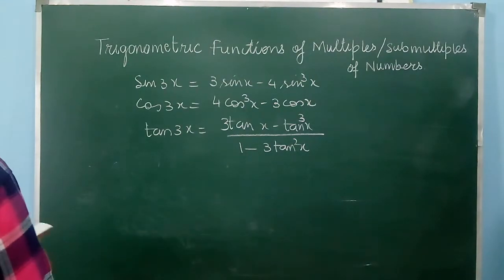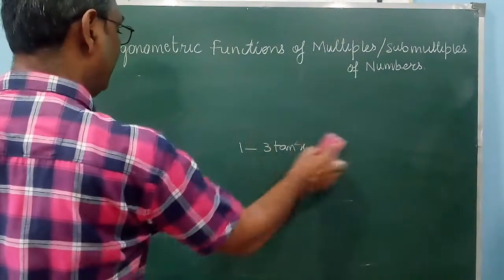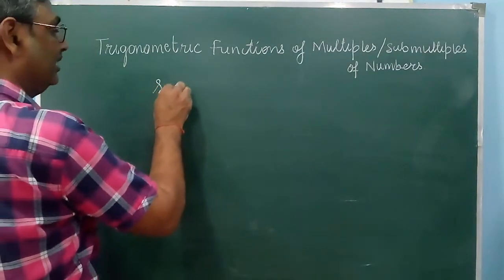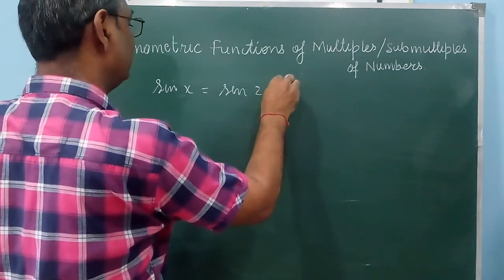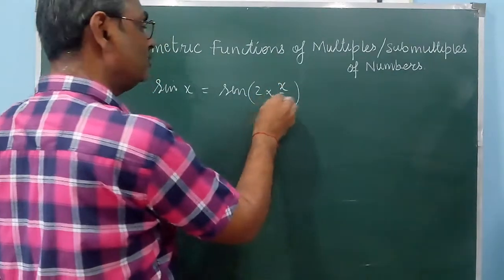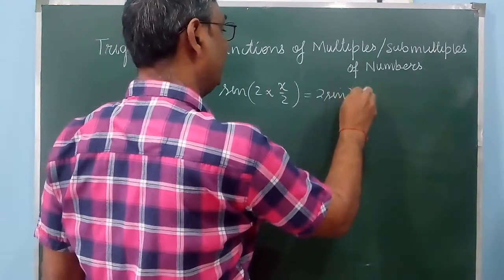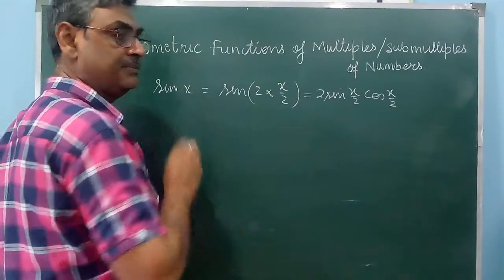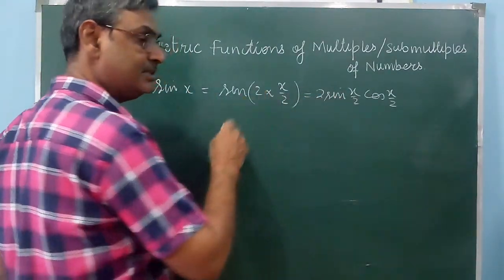Next, now we have to see the submultiples. If in place of 2x we have x only, sin x we can write as sin 2 into x by 2. Let it be some theta. So this is 2 sin x by 2 cos x by 2, and these x by 2 are called submultiples of the angle. So whenever x is there we can use it like this.